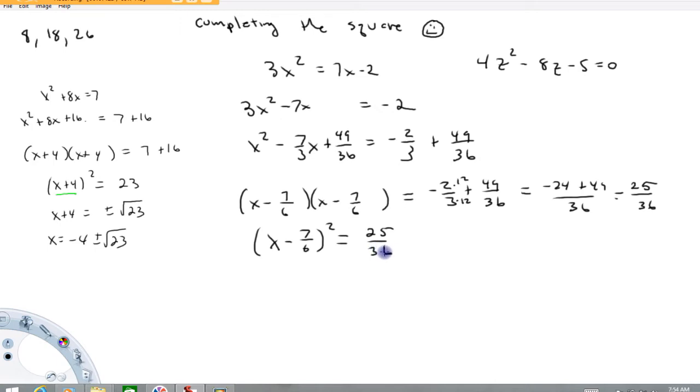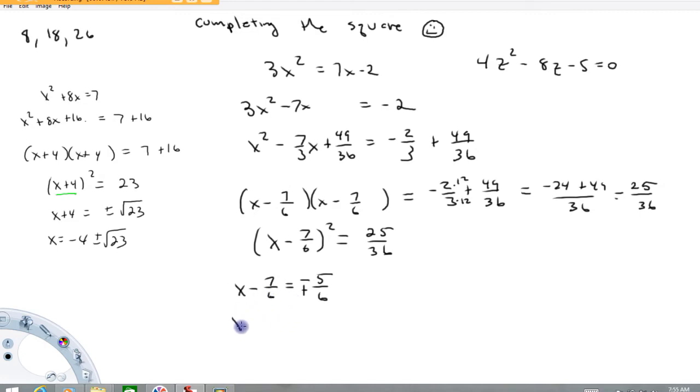And now, the fruits of our labor here. Why did we do all this? Now we can proceed to solve for x by square rooting both sides. So x minus 7/6 is equal to, now again, keep in mind, when you square root both sides, the principal square root would be 5/6, but minus 5/6 also solves this equation. Right, so we're going to have two values here, one plus and one minus. This is always going to happen when you take an equation and you square root both sides like this.